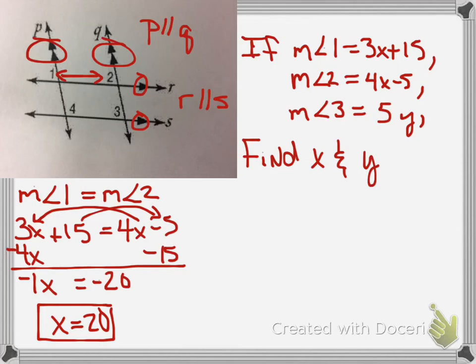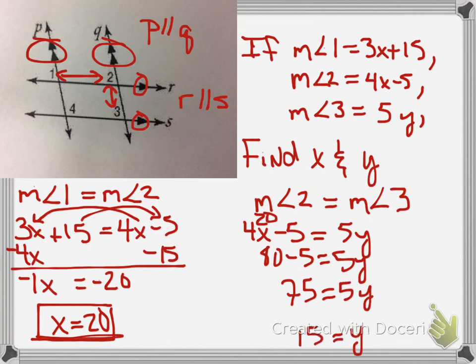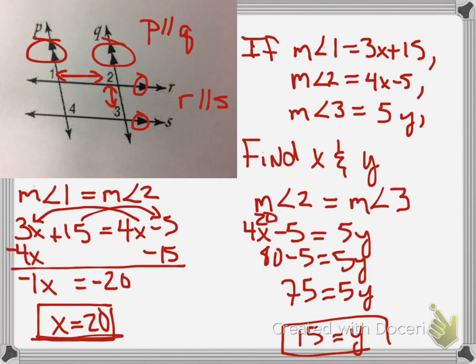Now I've got to find y. Well, I also know that 2 and 3 are corresponding angles, so I could say angle 2, which is 4x minus 5, is equal to the measurement of angle 3, which is 5y. That doesn't help me as is because I have an x and y, but I do now know that x is equal to 20. So I can say 4 times 20, which is 80, minus 5 is 75, and then I can divide by 5 to get 15. So y is 15. All right, and that's that for that section.